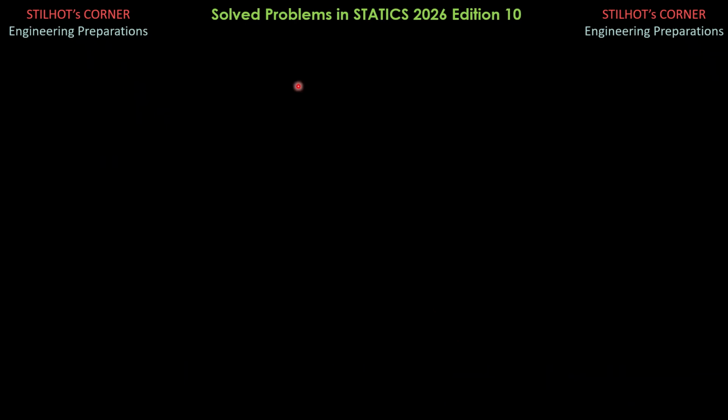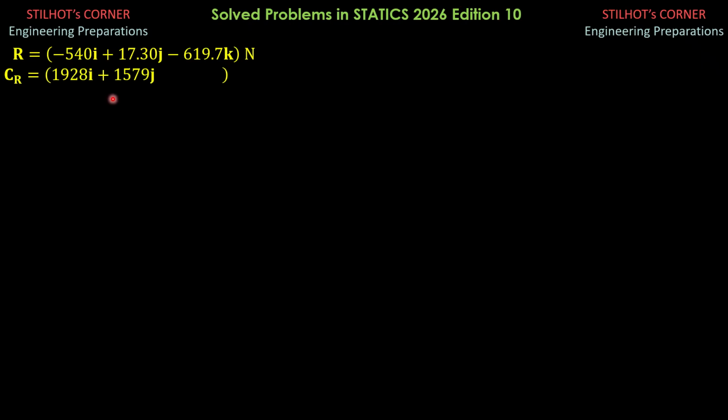So for the wrench and the pitch of the wrench, we need the resultant force, negative 540i plus 17.3j minus 619.7k, and the resultant couple, which may be at any point. So that's 1928i plus 1579j plus 4369k. So the axis of the wrench is also the axis of R.